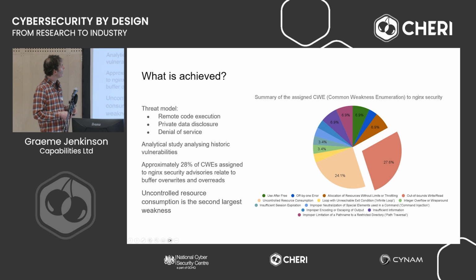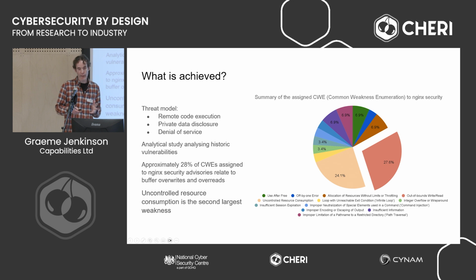So the next question. Okay, I've done all that stuff. I understood what I had to do. I've done it. I've ported it all. What do I get out of it? So what we did is we did an analytical study looking at historic vulnerabilities in Nginx. And we started that by having a look at the common weakness enumeration assigned to advisories. And what we see in Nginx is that a big number of those are about buffer overflows. They're overwrites, overreads. And the next most significant problem we see there is resource exhaustion.